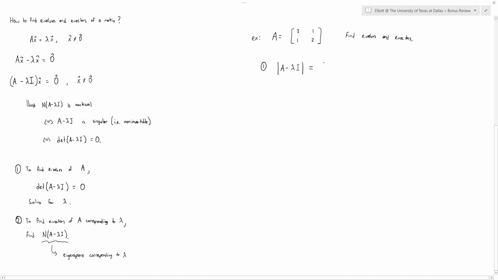Okay, so here's how that's going to work. Remember A, well, we have A is 2, 1, 1, 2. Now I, the identity matrix, remember it just has ones on the diagonal and zeros everywhere else. But since we're multiplying it by lambda, then instead of ones on the diagonal, it's going to be lambda times 1, so just lambda on the diagonals. So we're left with calculating the determinant of this matrix: 2 minus lambda, 1 minus 0, 1 minus 0, and 2 minus lambda.